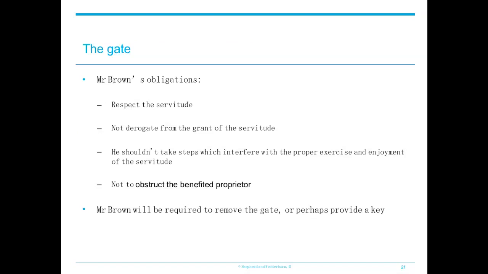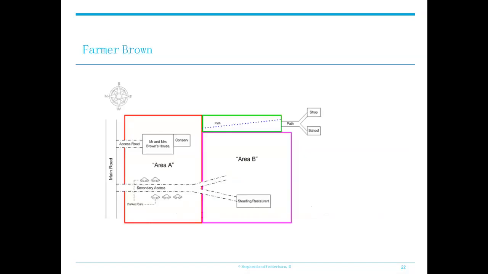Although I have to say, if it was contemplated that constant traffic would have been using the access road to access 100 houses, it may be thought unreasonable for everyone to have to stop and unlock a gate. Well, Mr. Brown isn't really happy. You'll have to remove the gate or perhaps give a key just to allow all those cars to drive over his road to access the restaurant. Are the Smiths allowed to increase the volume of cars on the road like that?